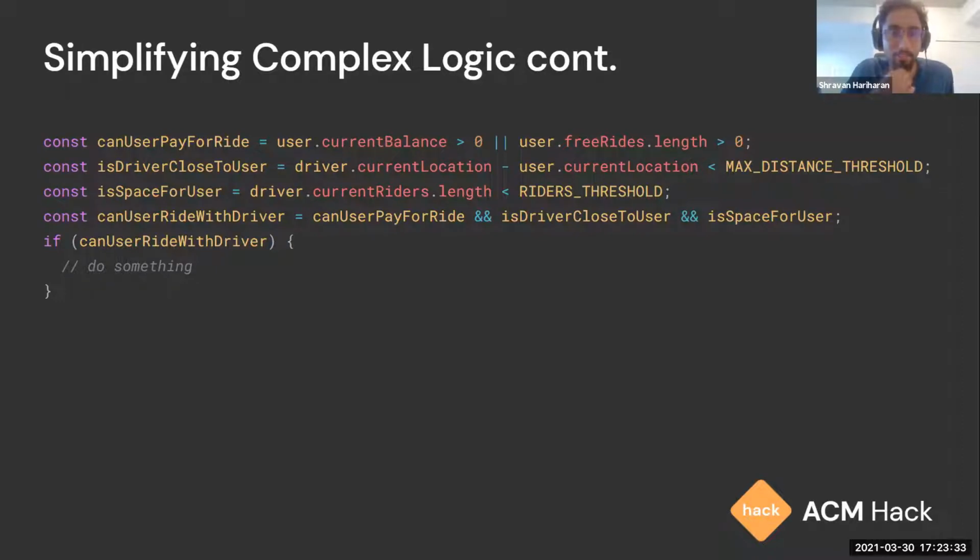So imagine this is some kind of ride sharing application like Uber or Lyft. We check if the user can pay for the ride by checking their balance and their free rides length, like some kind of coupon code. We check, is the driver close to the user, and is there space for the user in the driver's car. So it makes it so much easier to understand the logic if things are just defined in intermediate variables. So hopefully that is clear in this example.